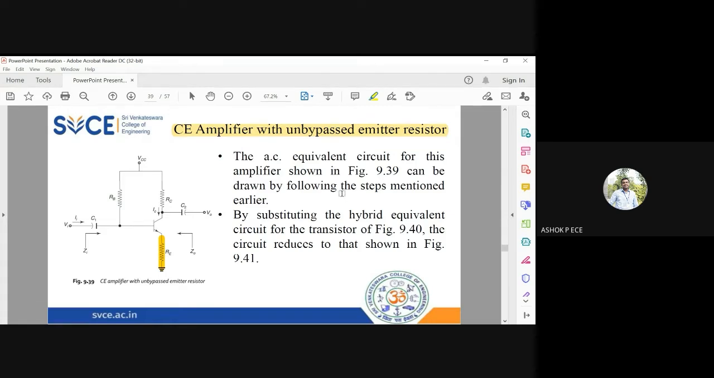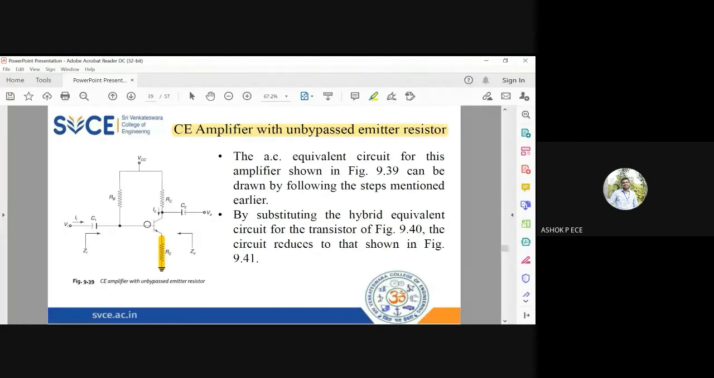A fixed bias circuit will have two resistances, RB and RC, and the emitter is connected directly to ground. But here, we are connecting this RE along with the fixed bias circuit, and we are going to see the four parameters we have: voltage gain, current gain, input impedance and output impedance. These values are going to depend on RE.